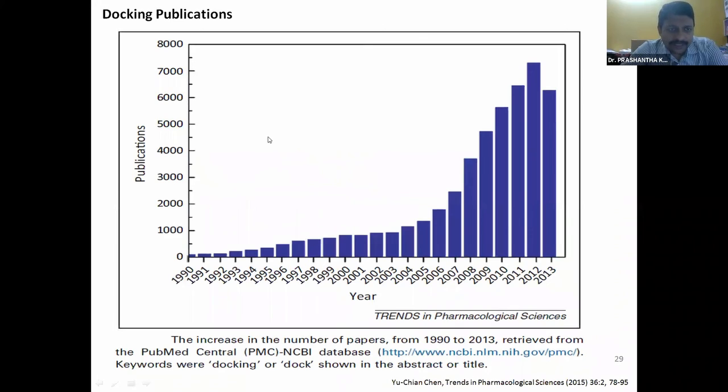Now, how are publications related to docking? Initially it was less. Then once AutoDock came into existence in 2004, 2005, or even in 2006 onwards, there is a huge increase, because they made it open source. Everybody can start using it. Even in my master's project, I used AutoDock in 2008 itself. So the number of publications is very huge now per year. We are having like 7,000, 8,000 highly cited.